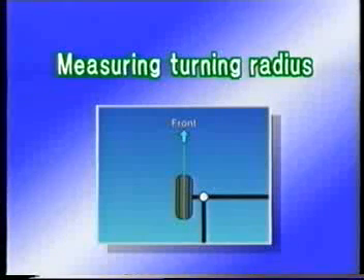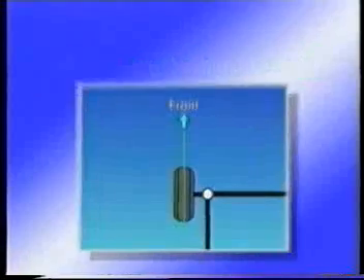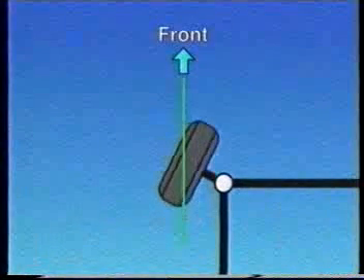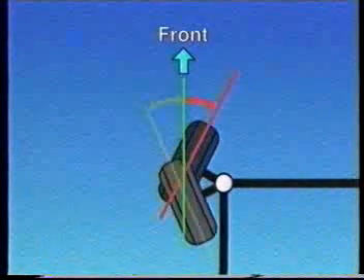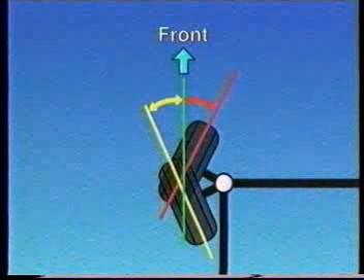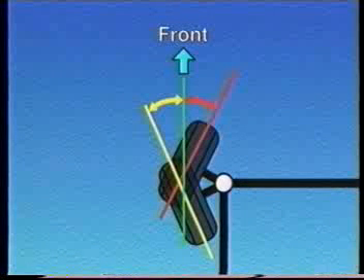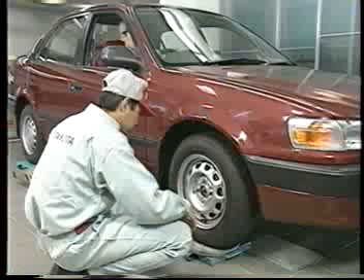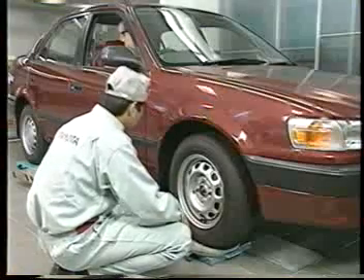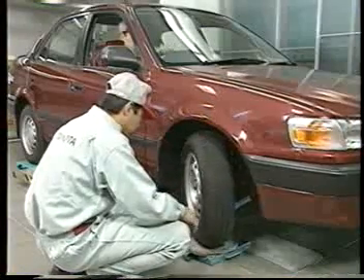Next, measure the turning radius. The turning radius is the turning angle of the wheel when the steering wheel is turned as far as it will go. The angle from the straight-ahead position is measured for the left and right directions. This measurement should be performed by 2 people.